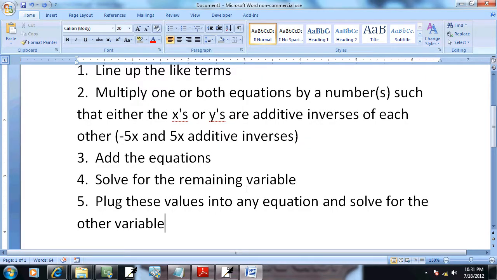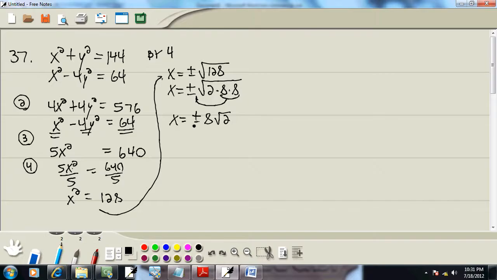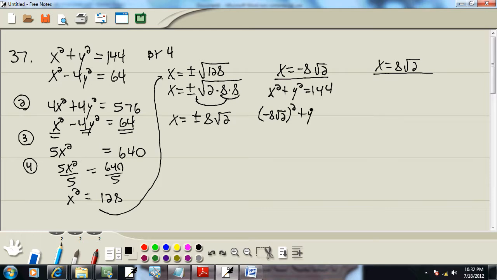Step 5, plug these values into any equation and solve for the other variable. I'm going to pick the first equation. So we're going to work with negative 8 square root of 2 and positive 8 square root of 2, and we'll plug them into x squared plus y squared equals 144. The nice part is you just have to plug them into one side. We just had x is equal to negative 8 square root of 2, so I'll plug that in for x, plus y squared equals 144.